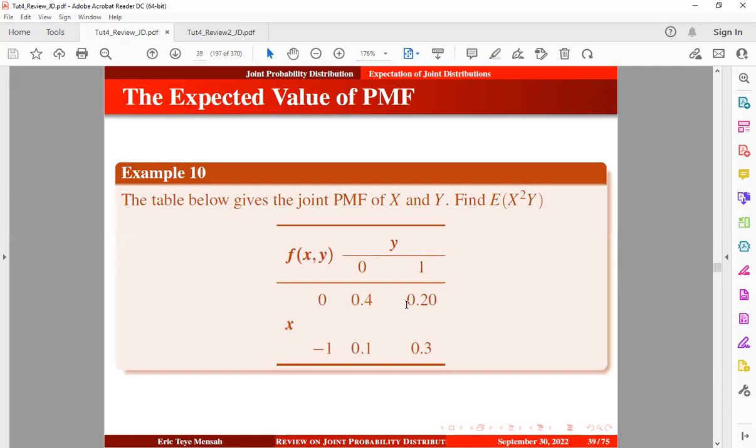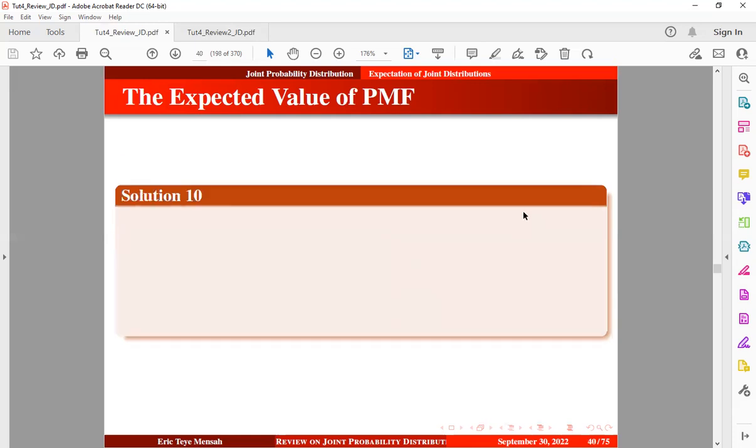And let's take an example. The table below gives the joint PMF of x and y, and we want to find the expectation of x squared y, the product of this. So let's take a look at the solution. The expectation of this can be expressed in this form with the sum over the range of x and y.